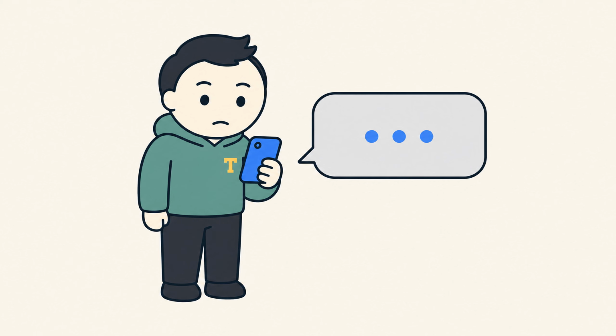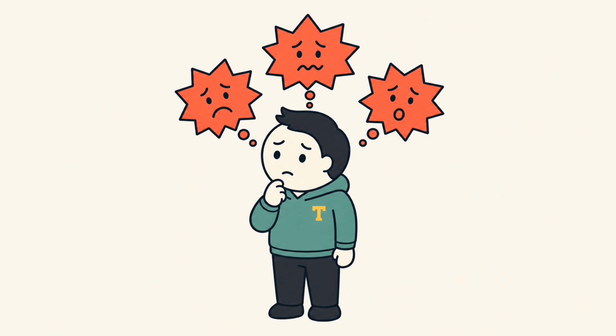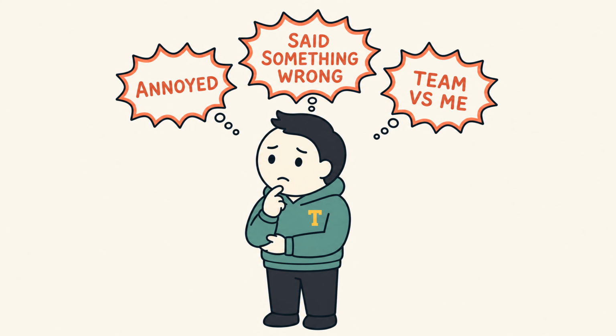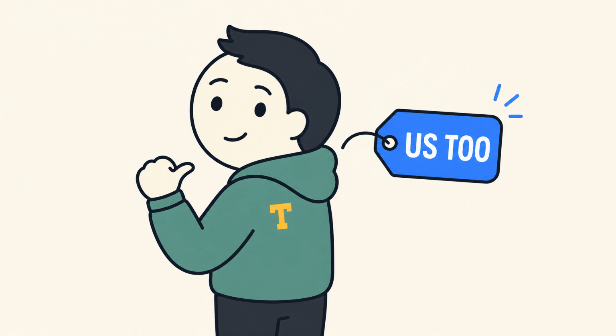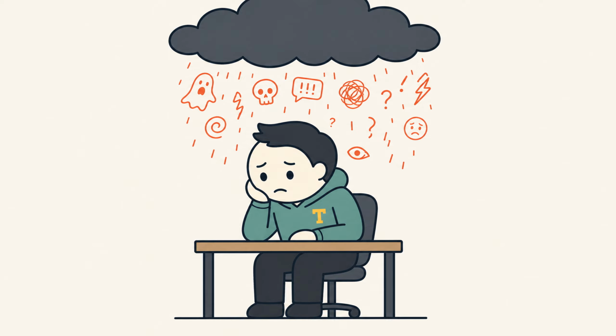A coworker doesn't reply to your message. Within about 30 seconds, your brain has written an entire drama. They're annoyed with you. You said something wrong. Maybe the whole team is against you. Be honest, we've all done it. Especially on a stressful week, the mind loves to build elaborate horror stories.